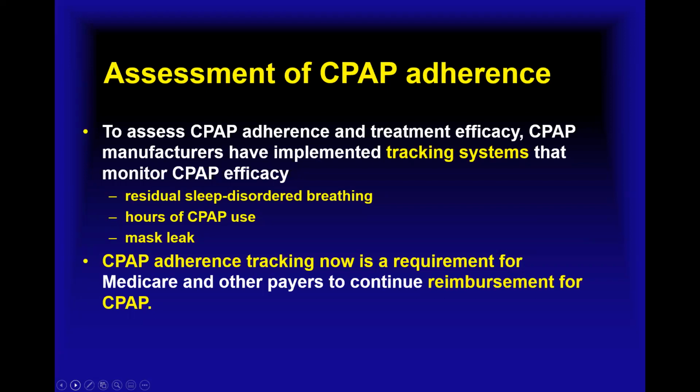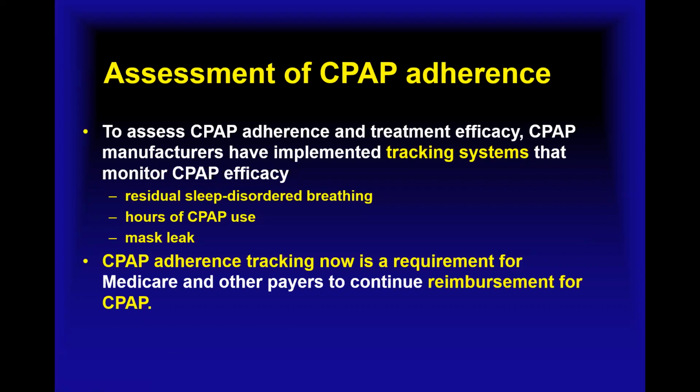All right, and they look at things like residual sleep disordered breathing. In other words, perhaps the patient has improved, but they're still having some sleep disordered breathing, detecting that. Hours of CPAP use, if there's a significant mask leak, how big the leak is, and for how long it lasted. CPAP adherence tracking is now a requirement for Medicare.